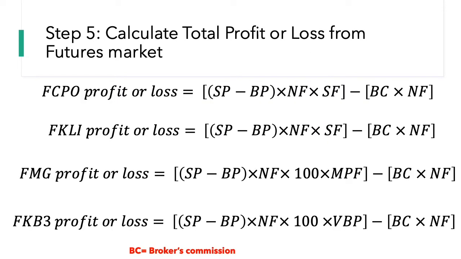So step number 5, you need to calculate total profit or loss from futures market. You need to choose your formula based on the futures contract that you use in your speculating strategy. So these are all the formulas for profit and loss for FCPO, FKLI, FMG, and FKB3.